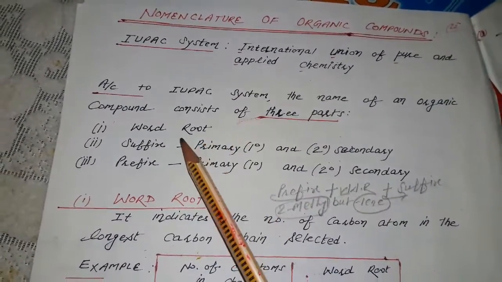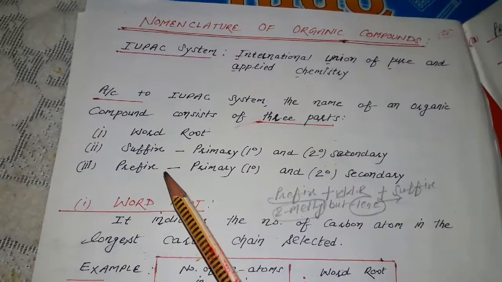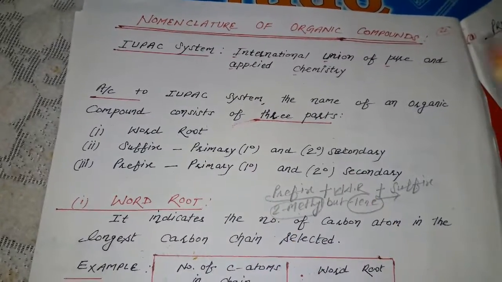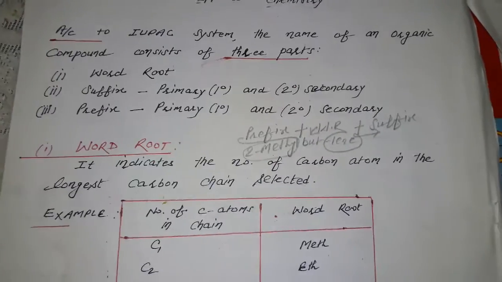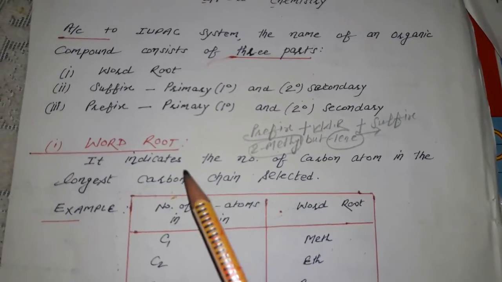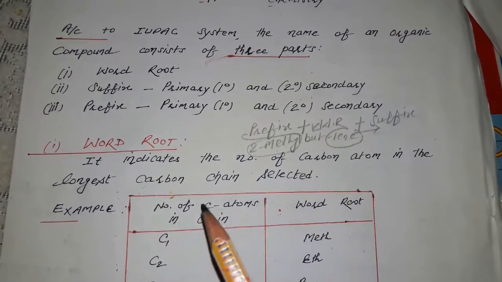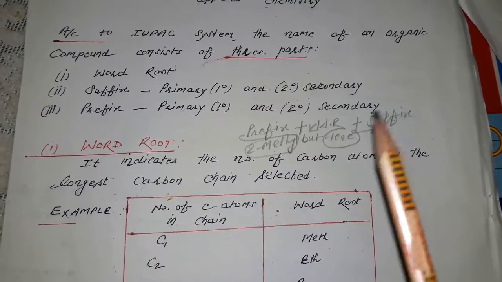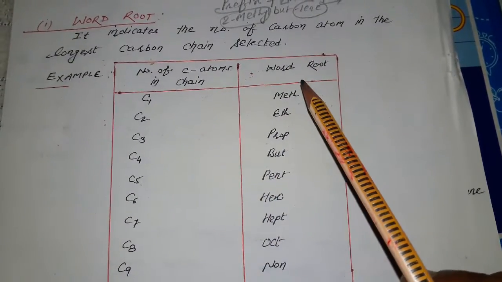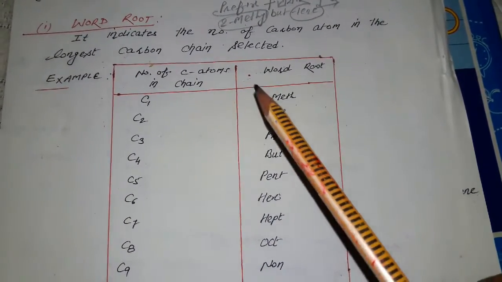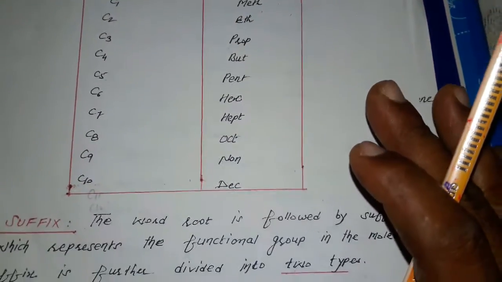So word root, suffix: 1 degree and 2 degree, two kinds of suffix. Similarly, two kinds of prefix, 1 degree and 2 degree, primary and secondary. So first is word root. As already in the previous video I told you about the word root, it indicates the number of carbon atoms in the longest carbon chain or selected chain or main chain. So if the number of carbon atoms is 1 we use word root meth, for 2 we use eth, and similarly for others you can see up to 10.